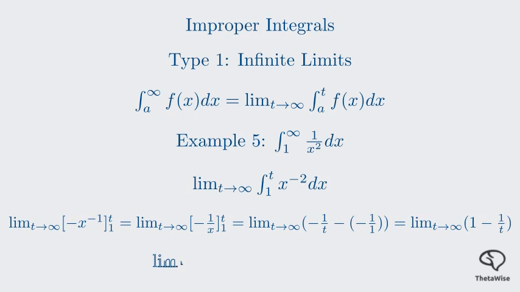As t approaches infinity, 1/t approaches 0, so the limit is 1. Since the limit is a finite number, the integral converges to 1. This means the area under the curve y equals 1 over x^2 from 1 to infinity is exactly 1 square unit. Now let's look at the second type of improper integral.